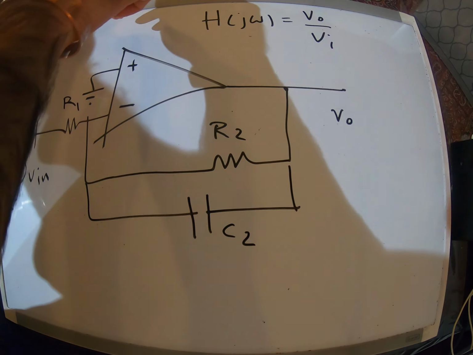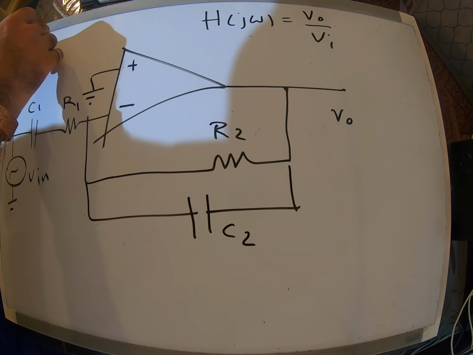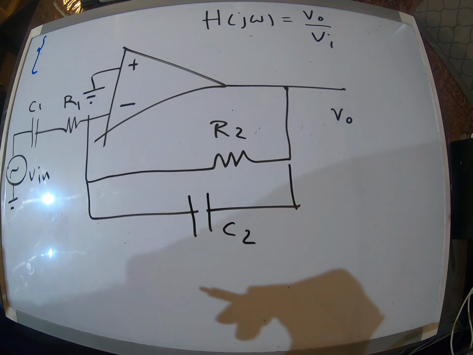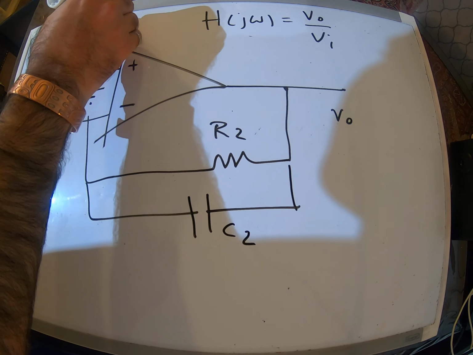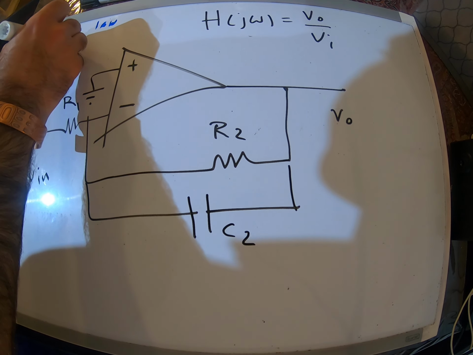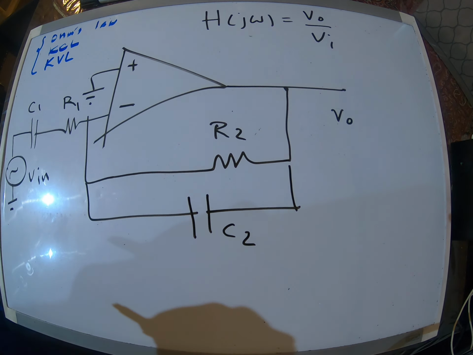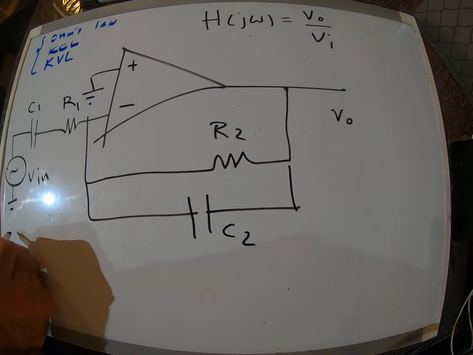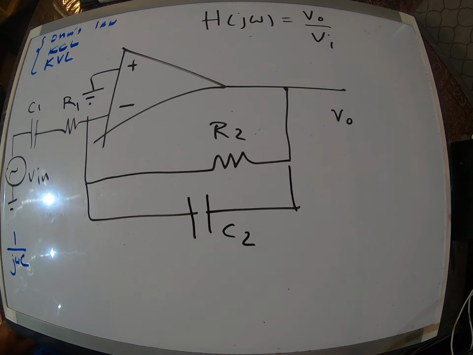The key to that is basically just applying the very basic rules that we know about electric circuits: Ohm's law, Kirchhoff's current law, KCL, and Kirchhoff's voltage law, KVL. And the other thing that we have to know is the impedance for a capacitor, which I'm sure you guys are already familiar with, 1 over j omega C.